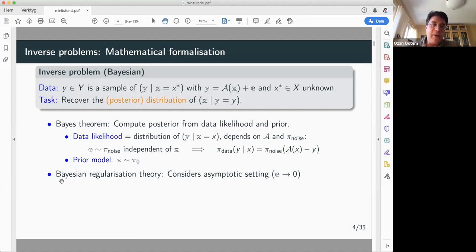There is a Bayesian regularization theory that has been developing quite rapidly over the last two decades. Tremendous advances have been made in the field, dealing with theoretically understanding the properties of the posterior in this setting. In particular, it looks at what happens asymptotically as the noise term goes to 0. We'll get back to that in a second.